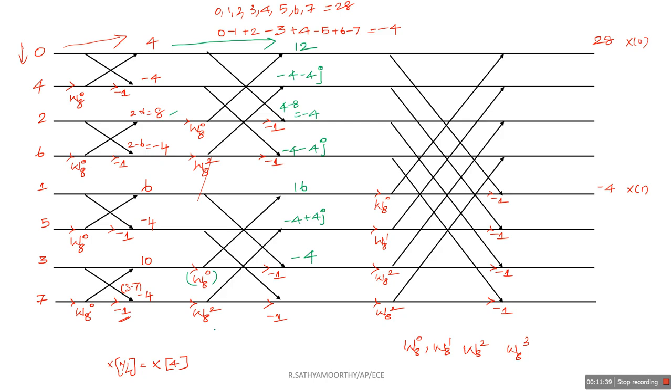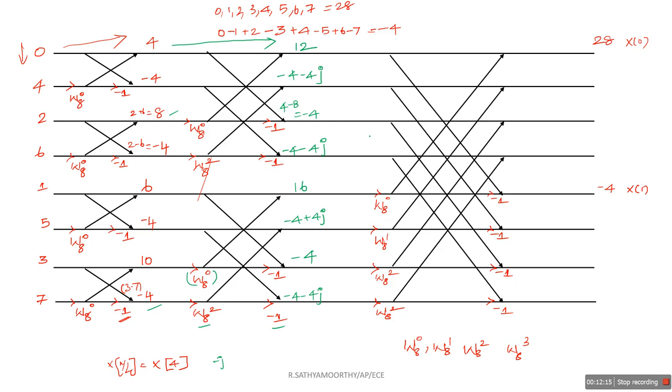And then this is W8 power 2. W8 square is minus j, that you can do very simply. Minus j, if you multiply this minus 4, this minus j and minus 1, and if you add, you will get minus 4 minus 4j. So wherever you have W8 power 0 and W8 square, your calculation is easy since W8 power 0 is 1, W8 square is minus j.